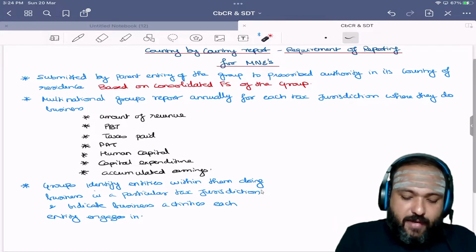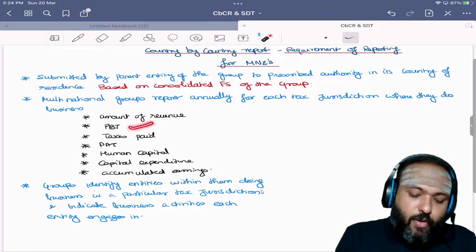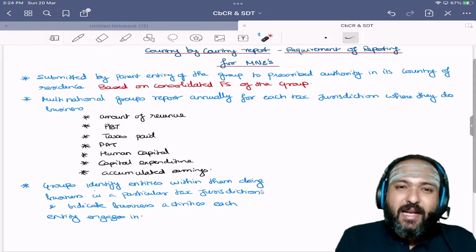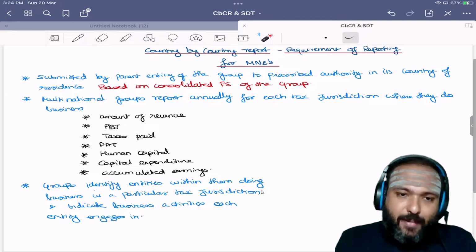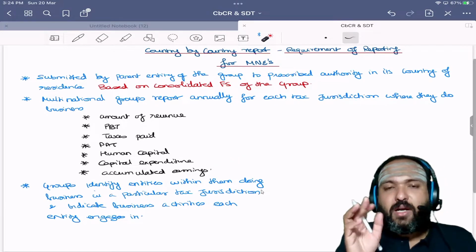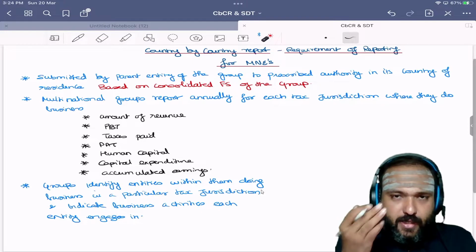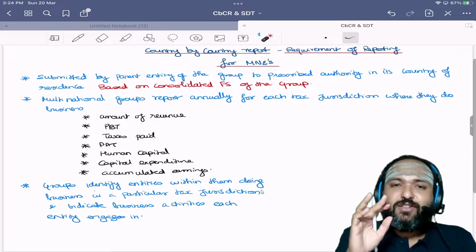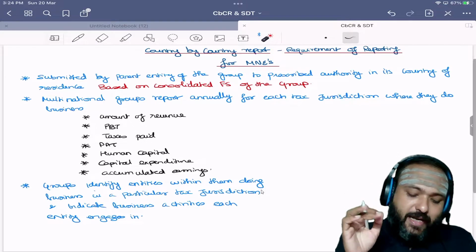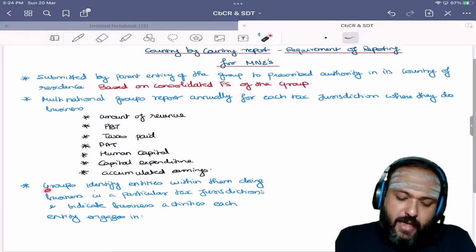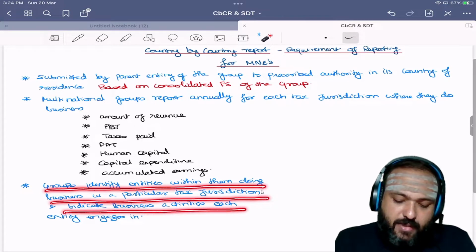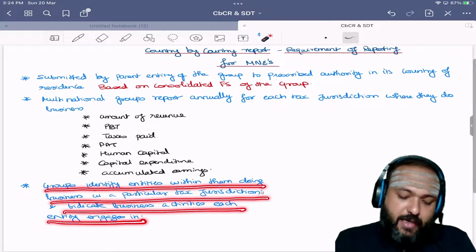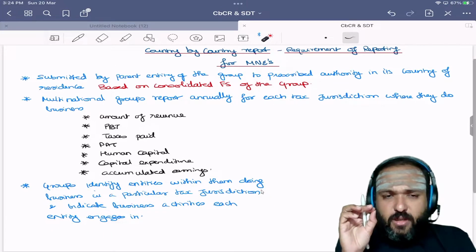And what will they file? They will file the amount of revenue, profit before tax, taxes paid thereon, profit after tax, the amount of human capital employed during the year, and then the expenditure incurred on tangible assets purchase, capital expenditure, and reserves and surplus, whatever they have accumulated over the year. So these are generally the list of items that they will report. Groups identify entities within them doing business in a particular tax jurisdiction and indicate the business activities of each entity engaged in. Now, what is the meaning of this?